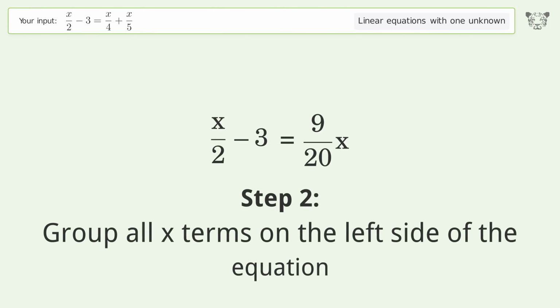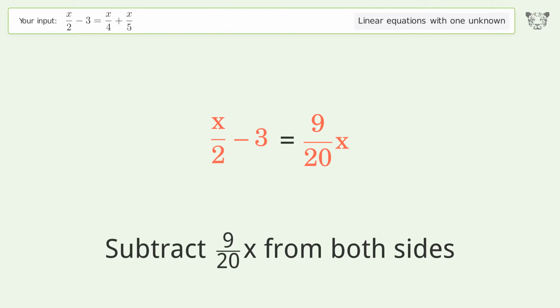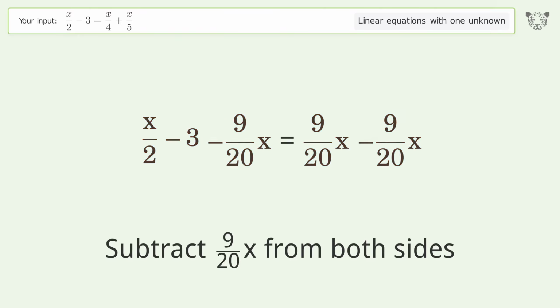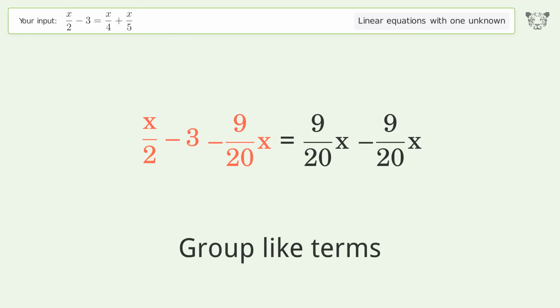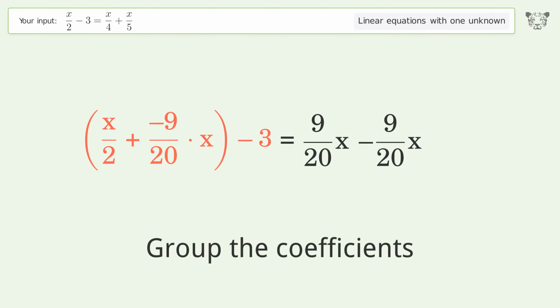Group all x terms on the left side of the equation. Subtract 9 over 20x from both sides. Group like terms. Group the coefficients.